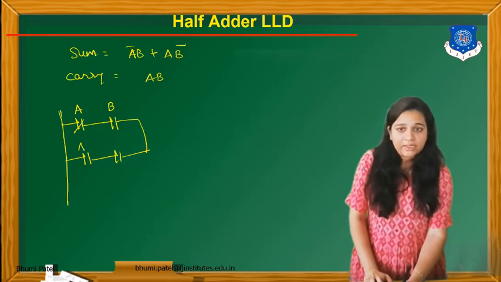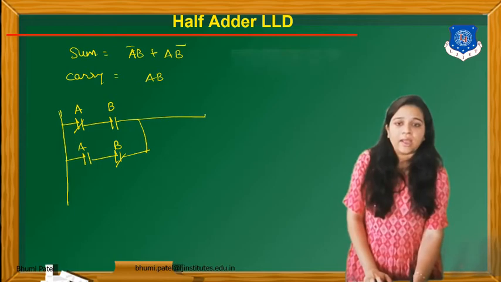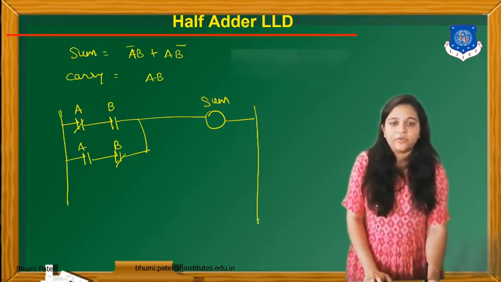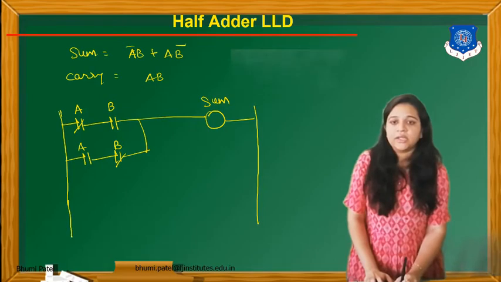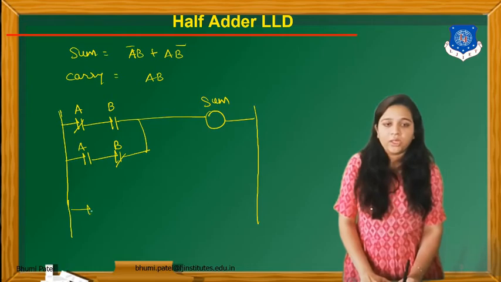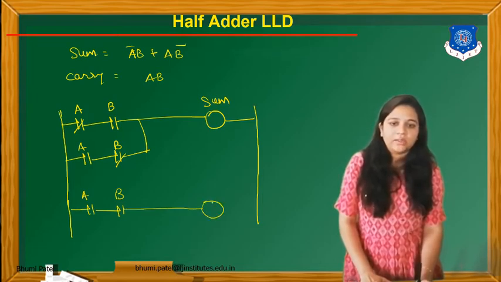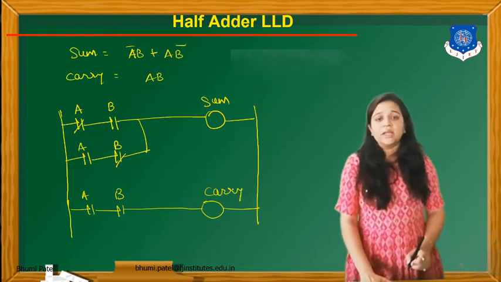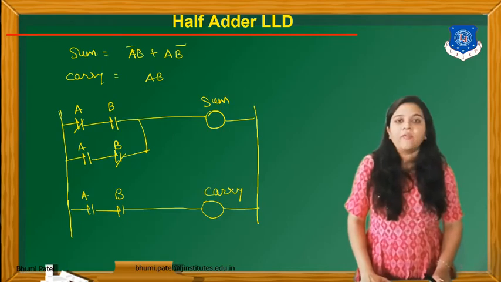Okay, so this is my A input and B bar. So we can put B bar as a normally closed contact, and the output of this is the sum. Okay, so this is the ladder diagram for the sum. We can continue this ladder diagram. What is the input for the carry? A into B. So simply we can put here two inputs A and B in series connection, and we can get the output C or the carry. Okay, so this is the ladder logic diagram of the half adder circuit.